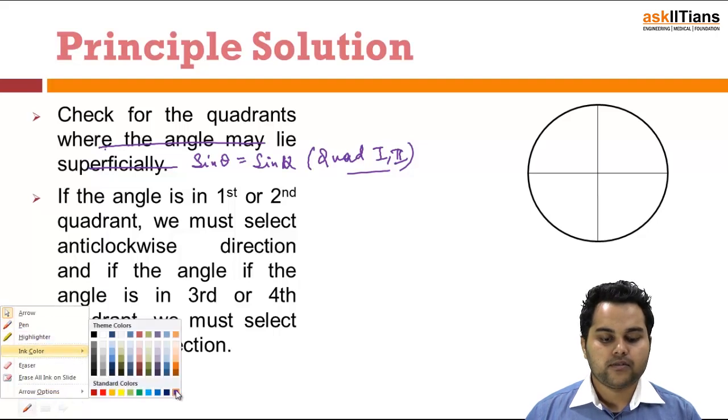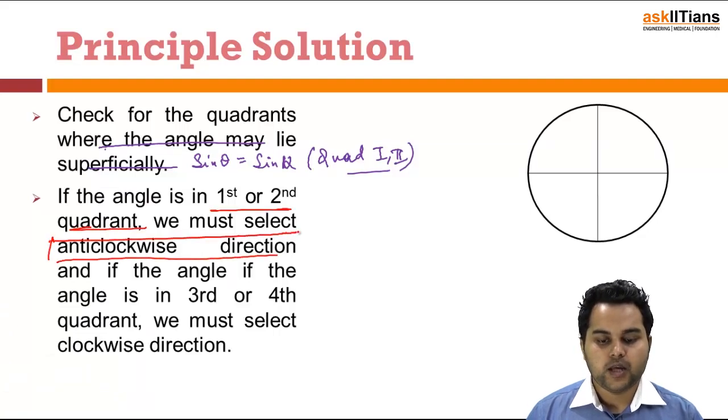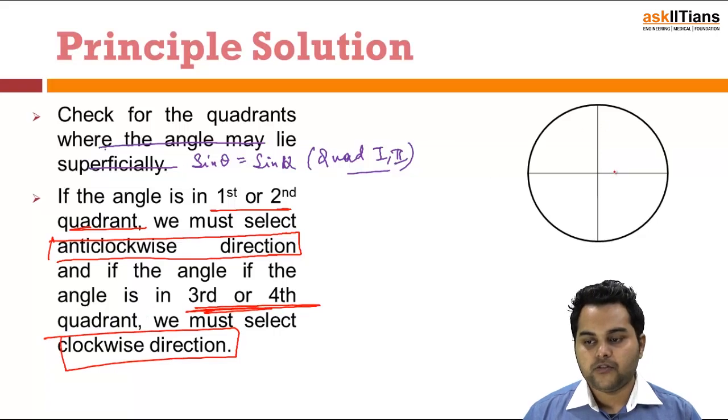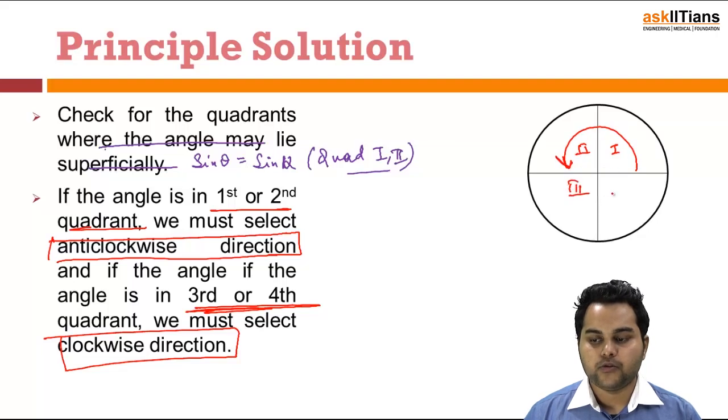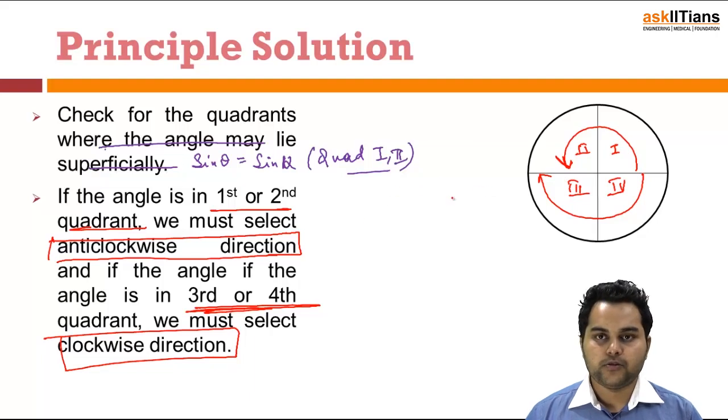then you can have anti-clockwise direction. That is, for first and second quadrant, anti-clockwise direction must be implemented, and if the angle is in the third or fourth quadrant, then clockwise direction. Why is it so? If it is in the first or second quadrant, then I must choose this direction, and for the third as well as for the fourth, I shall have this direction. We'll come to it later why we do so.